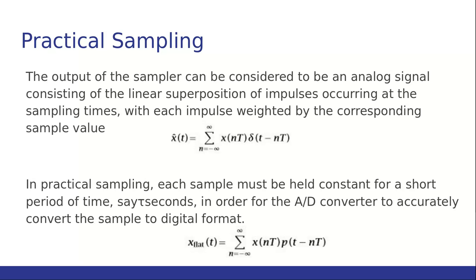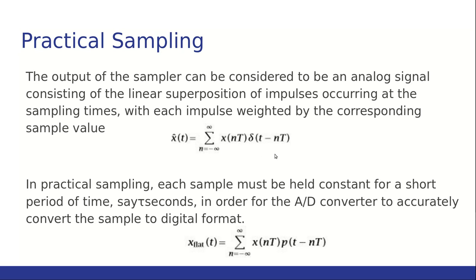Now let's move on to spectra of the sampled signals. Let's start with practical sampling. The output of a sampler can be considered to be an analog signal consisting of linear superposition of impulses occurring at the sampling times, with each impulse weighted by the corresponding sample value. So this here is a more formal definition of sampling.